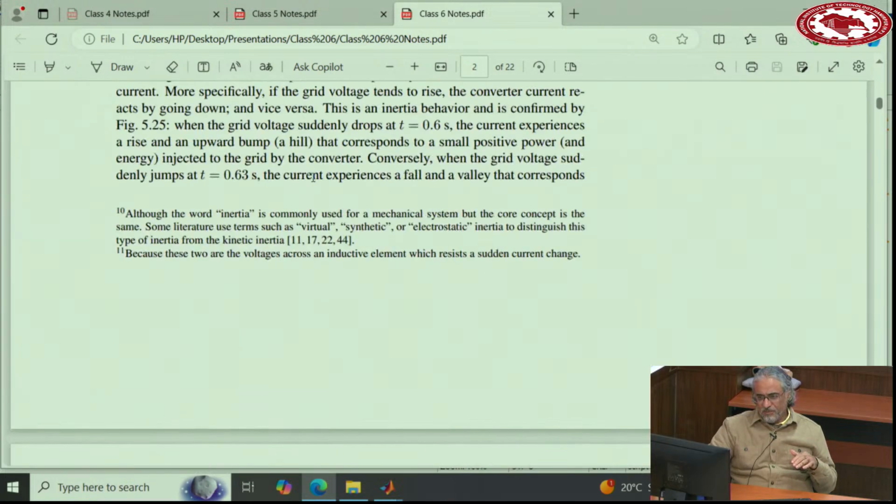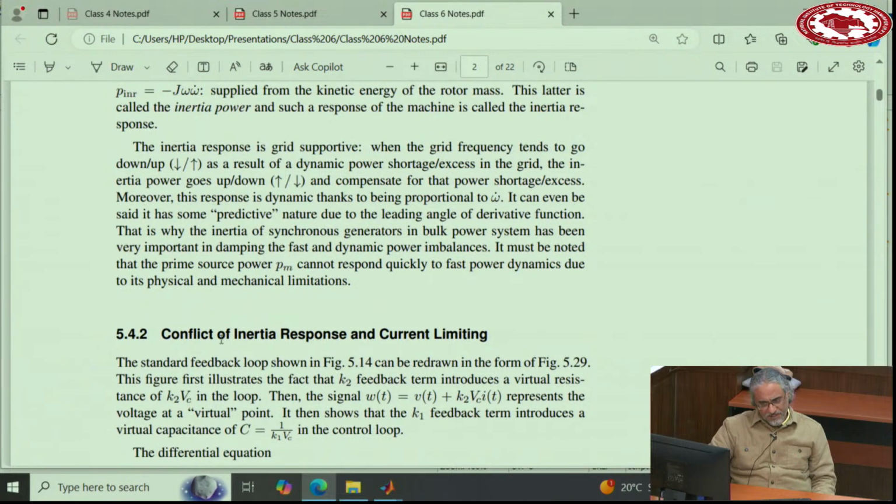So that's why I put the title of this chapter, Conflict of Inertia Response and Current Limiting. Because current limiting wants this loop to be fast, and inertia wants this loop to be slow. So you cannot make a trade-off. And basically, current limiting is very important for us. We don't want to lose it because it's a life problem for the converter. And once you satisfy that, the inertia that you get from the capacitor is not really anything important. It's a very, very tiny amount.